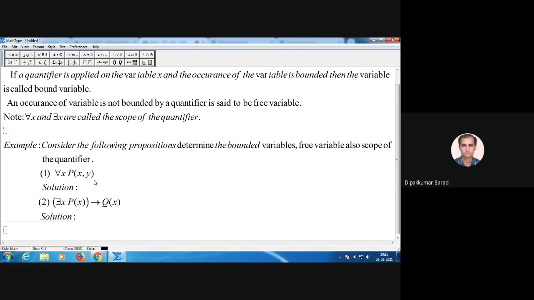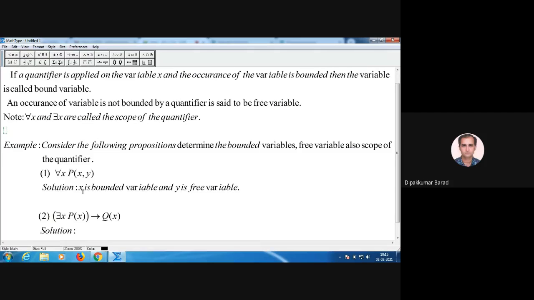So here, solution: x is a bounded variable and y is a free variable, and the scope is for all x.